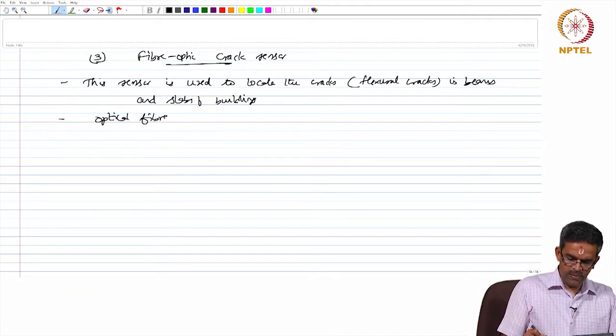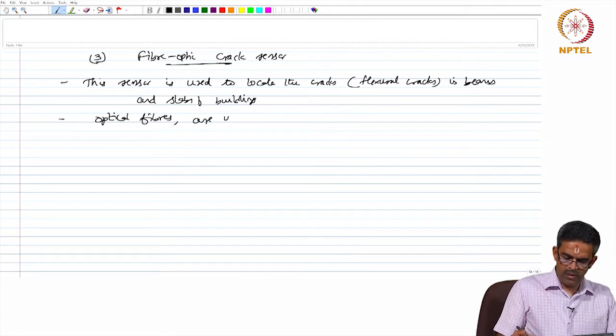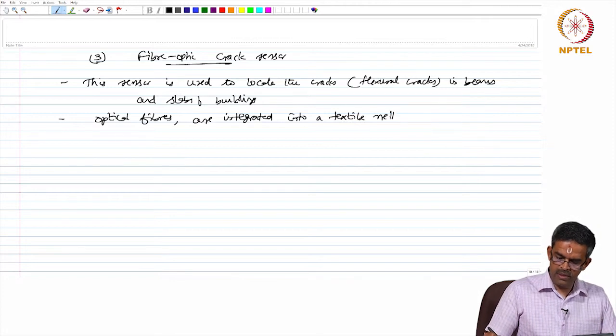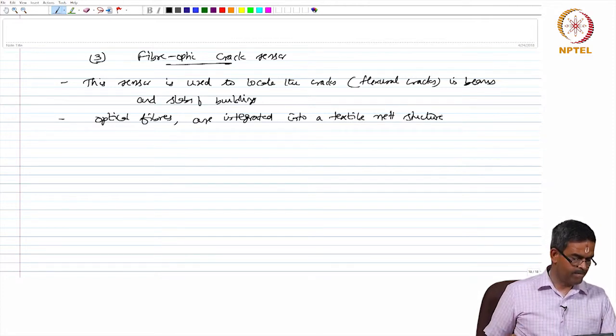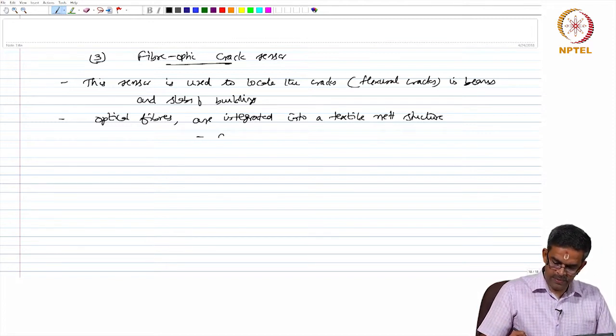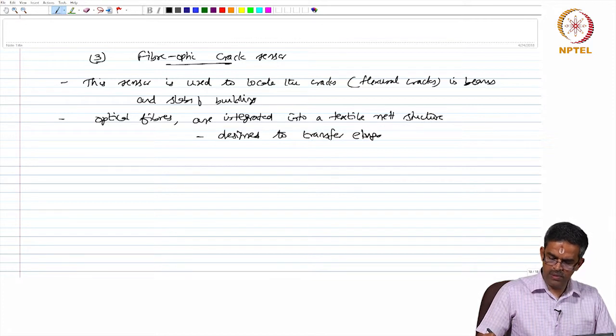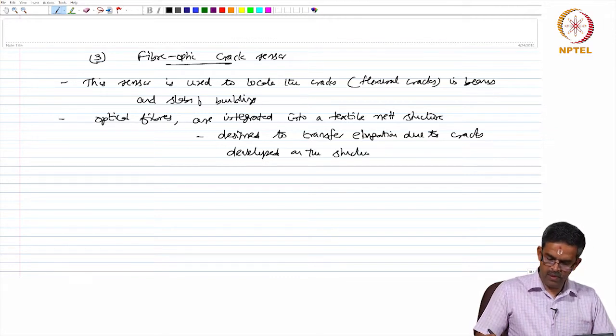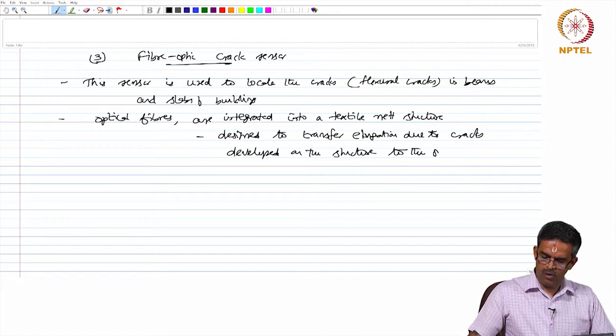Optical fibers are integrated into a textile net structure, which is designed to transfer elongation due to cracks developed on the structure to the optical fibers.